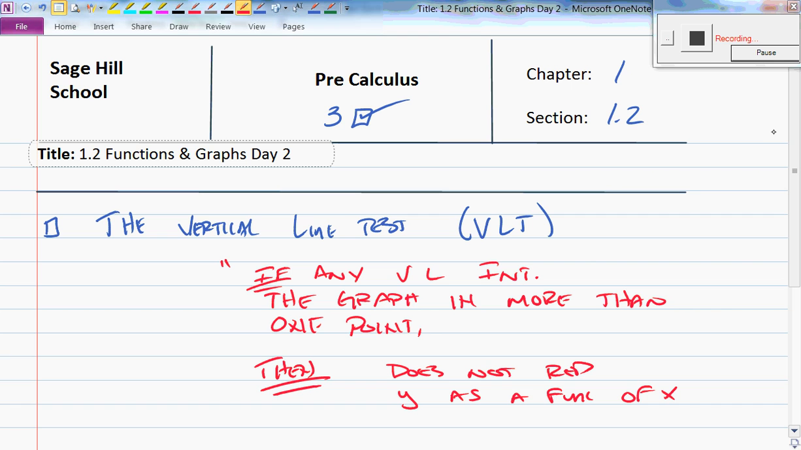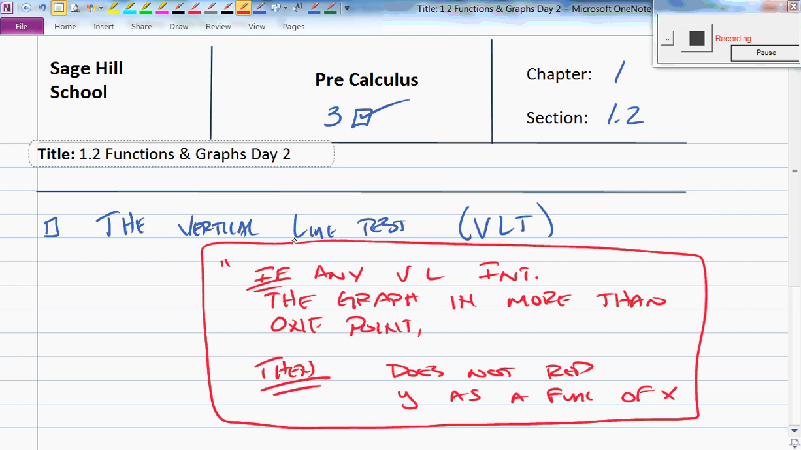So I use a lot of shorthand there, so let me review it. So here's a formal definition that we've been introduced to. If any vertical line intersects the graph in more than one point, then we say the graph does not represent y as a function of x. So here's some key terms here: any, more than one point, and does not represent y.